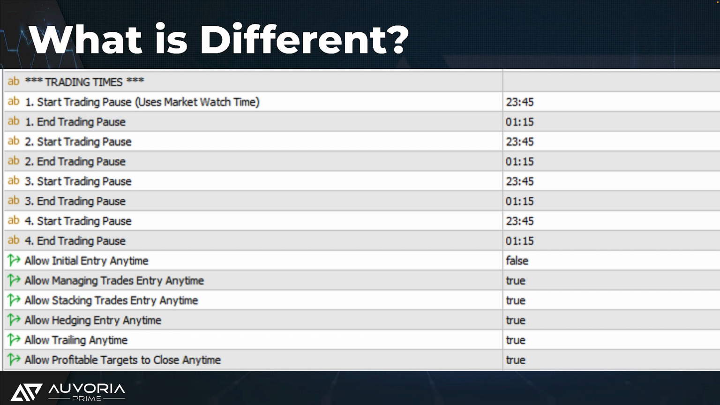Now you'll also see underneath the pause times these various settings that allow you to enter managing trades, stacking trades, hedging, trailing, or to close profitable targets at any time. You'll want to have all of these set to true if you want the software to continue to manage any of the trades, but as you see here, it says false on allowing the initial entry, and that's the key. If you did want to restrict any of the other entries from going in during the pause times, you would simply set those to false.